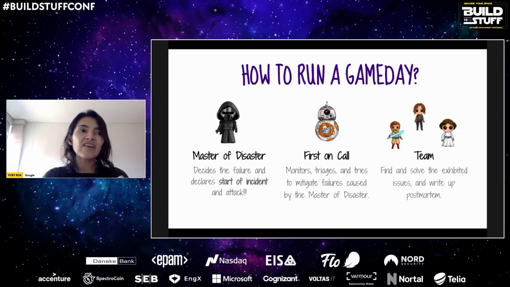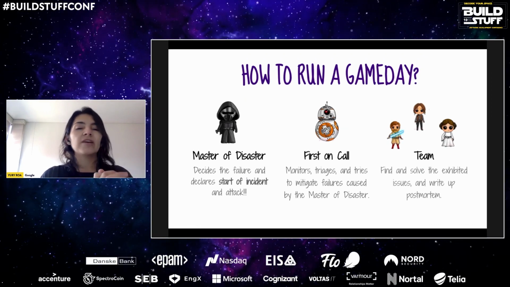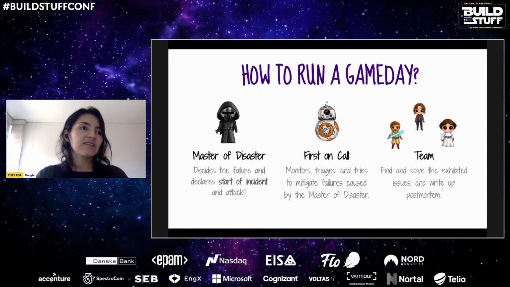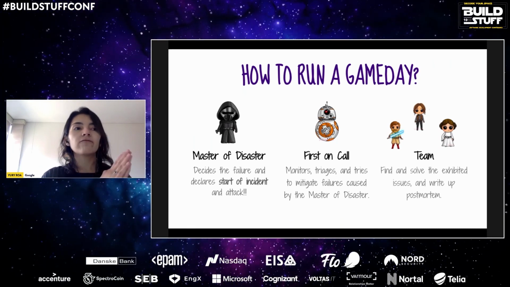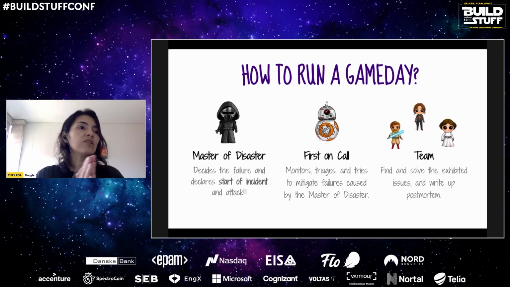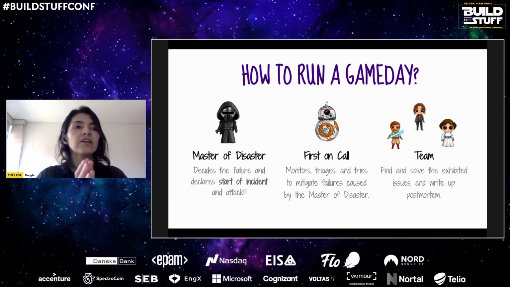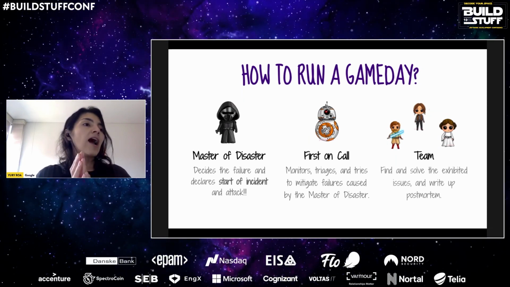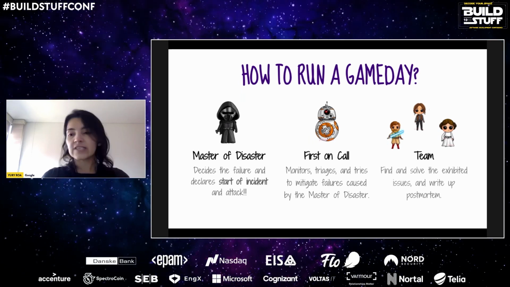Although there are several ways to run a chaos game day, this is the most common. It is based on three roles. A master of disaster who decides, often in secret, what sort of failure the system should undergo. He or she will generally start with something simple like loss of capability or loss of connectivity, with the team gathered in a room, physical or virtual.